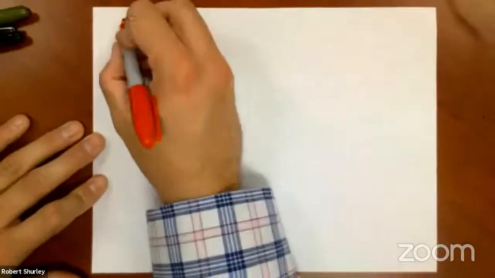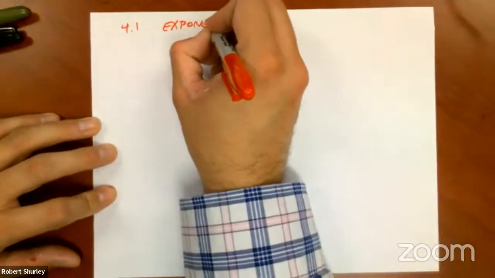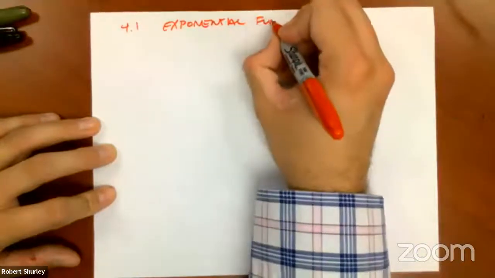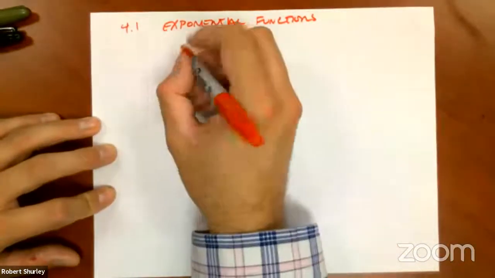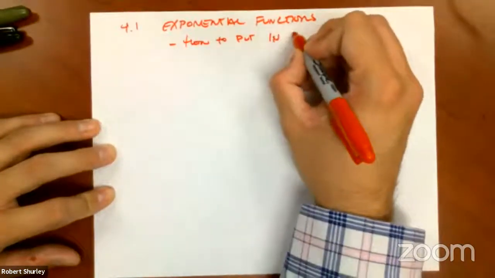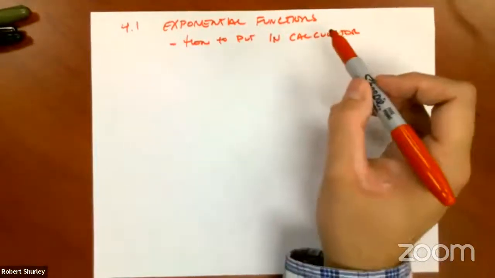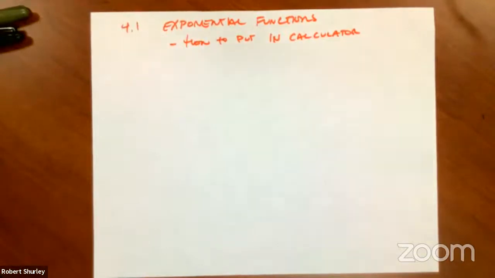And then lastly, 4.1. This is just exponential functions. First, it's just how to put it in a calculator. And if you did the homework, it's the very beginning of the homework. It's just like 2 to the pi or 4 to the negative 1/3 or 4 to the negative 0.3. It's just how to use your calculator to put exponential terms in. Easiest question on the test, okay?